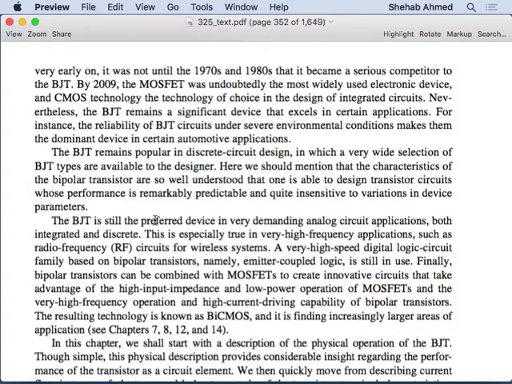Unlike MOSFETs, where our control input was a voltage, which is really nice because you put a voltage, you're not really consuming current, so there's no power loss. In a BJT device, we will see that the control input is a current. For you to maintain a certain output current, you will have to maintain that current through the base. So you keep pushing current. So it becomes a big drawback.